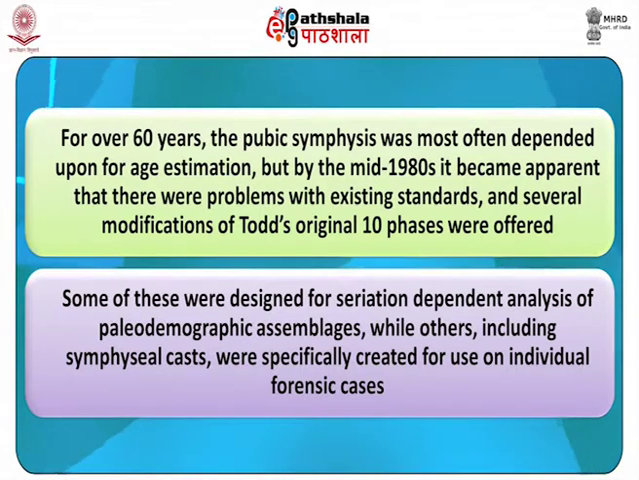Unfortunately, skeletonized forensic cases are not usually complete and undamaged. So the forensic anthropologist must be able to determine the age at death in as many ways as possible, because the bone of choice is not always to be found. For over 60 years, the pubic symphysis was most often depended upon in the age estimation process. But by the mid 1980s, it became apparent that there were problems with the existing standards, and several modifications of Todd's original 10 phases were offered.